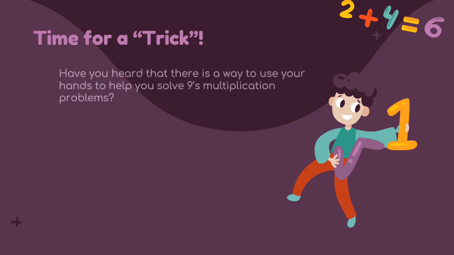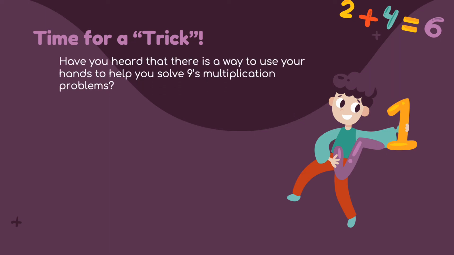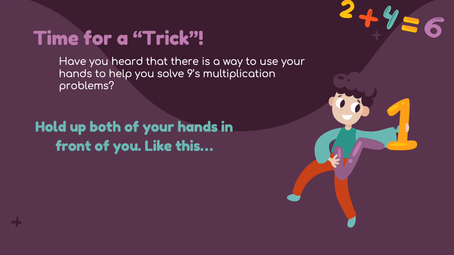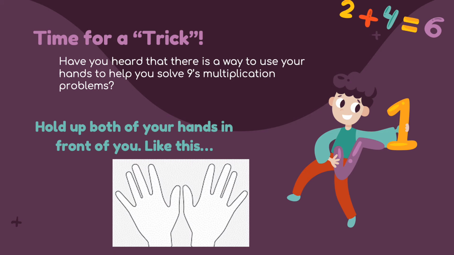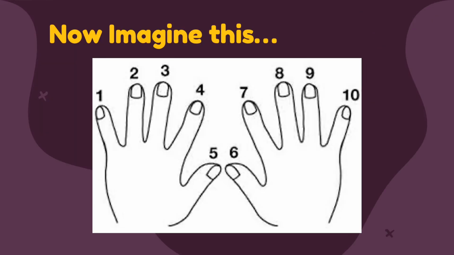So, have you ever heard that there's a way to use your hands to help you solve your nines multiplication facts or problems? Now this will only work with your nines, whenever you're multiplying by 9, okay? So I want you to hold both of your hands up in front of you like this. Okay, and you can lay them on your table, your desk in front of you. That works too. Now, I want you to imagine that each finger has a number, and they match up like this picture here. So starting over with your left pinky, it starts all the way over and goes all the way across to your right pinky at number 10.